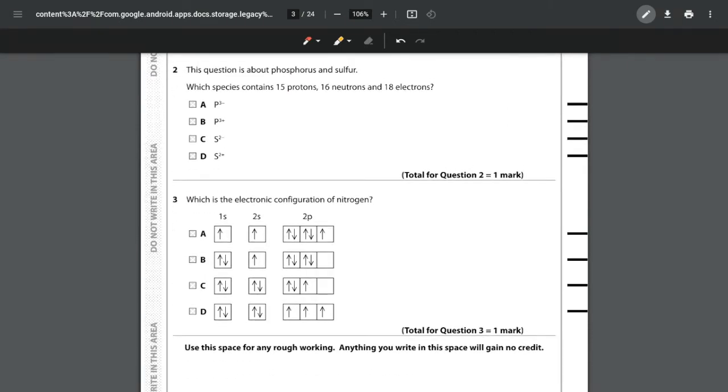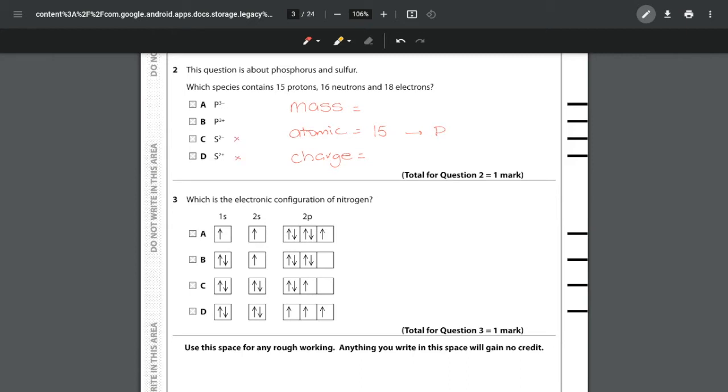For question 2, we're looking at phosphorus and sulfur. So which species contains 15 protons, 16 neutrons, and 18 electrons? Well, we can work out a number of things here. We can look at the mass, we can look at the atomic number, and we can also look at a charge. So our atomic number is always the number of protons. So that's going to be 15. And when we check our periodic table, we know that 15 is phosphorus. So that automatically gets rid of C and D.